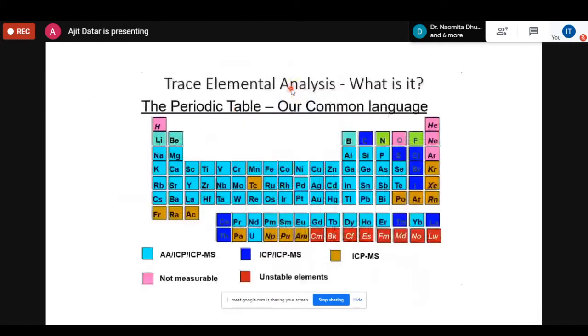Okay, these are all the elements which are possible. You can see all the elements listed here, except the ones given by this particular color, are possible to be measured by ICP-MS, of course except these actinide series elements which are radioactive.